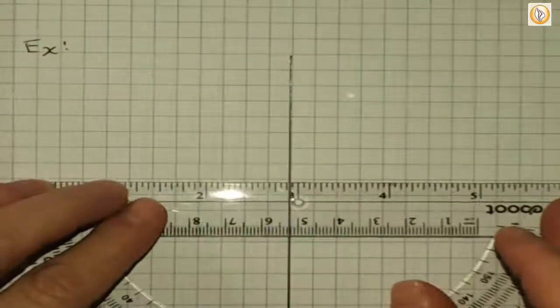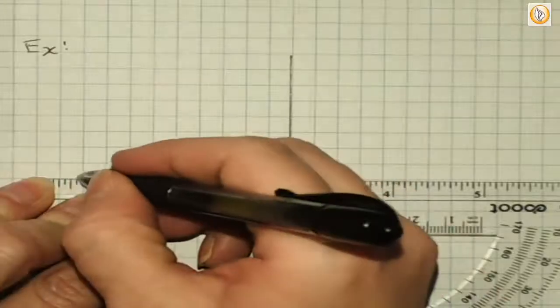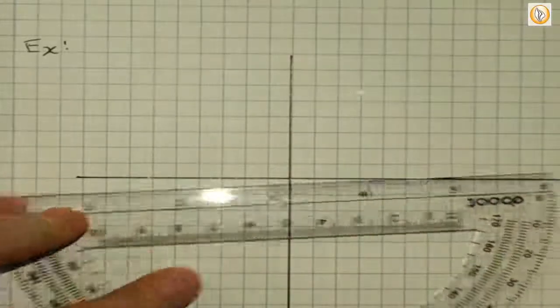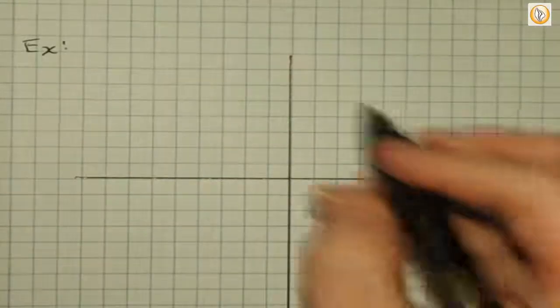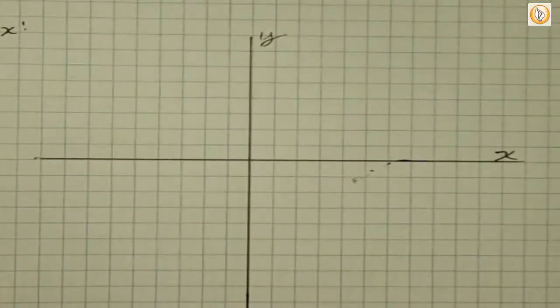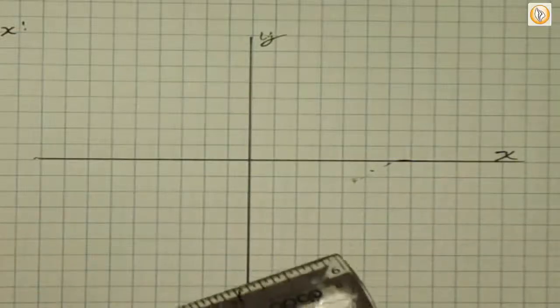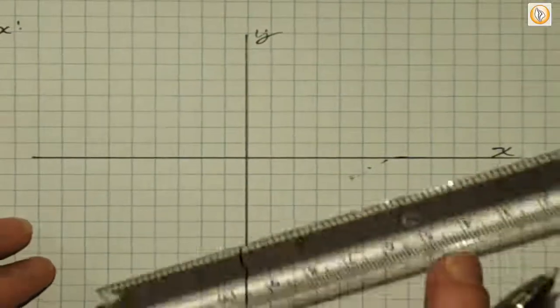So I'm going to draw my Cartesian plane. This is my X, this is my Y. Now, I'm going to draw the graph.